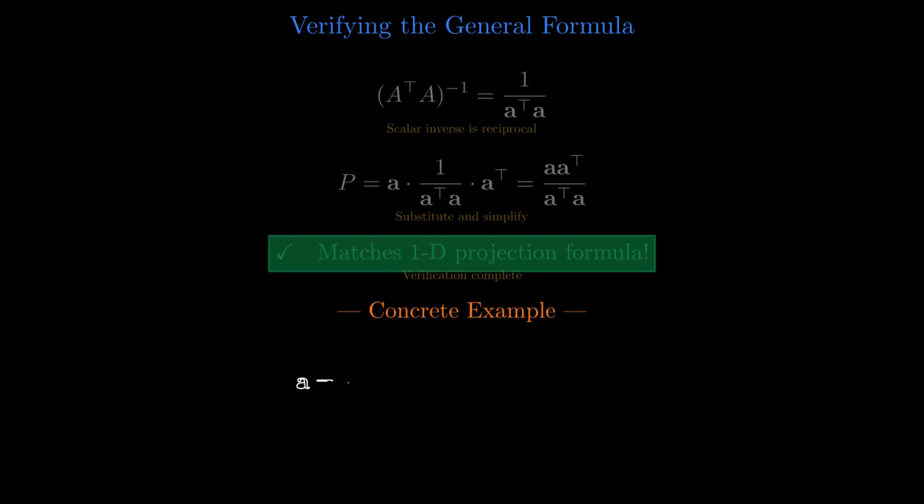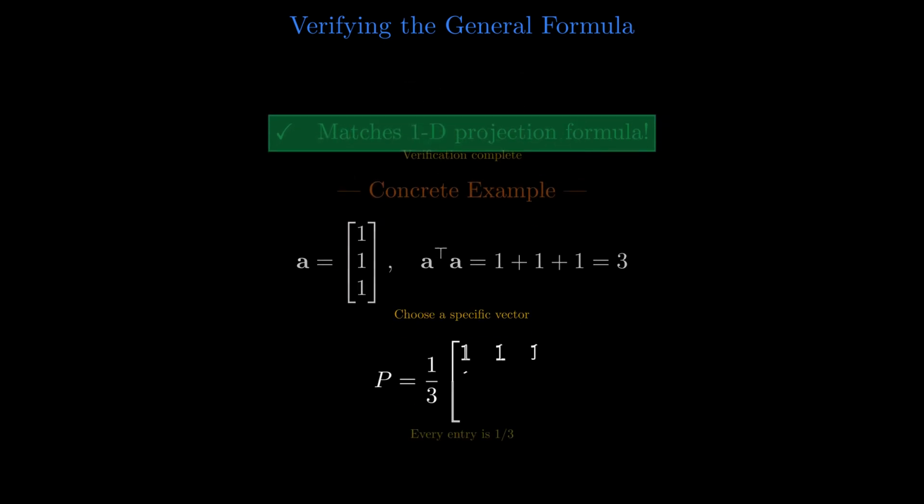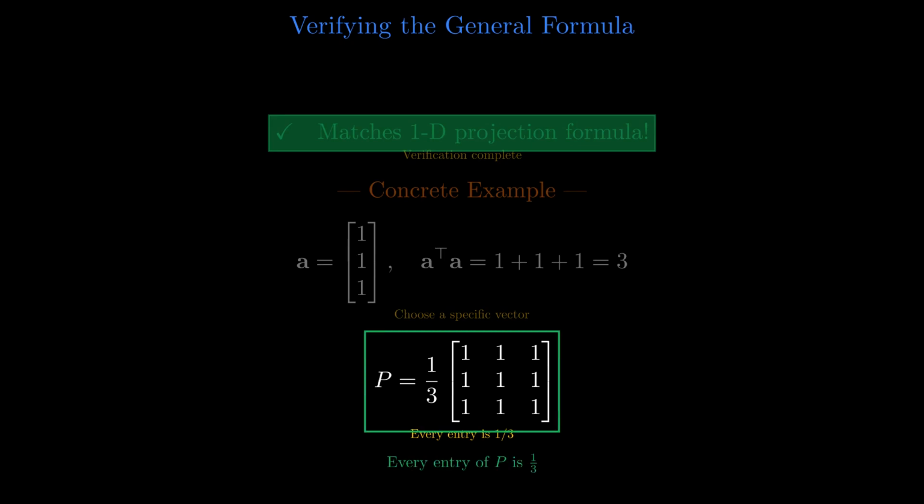For a concrete check, let A equal the column vector (1, 1, 1). Then A transpose A equals 1 squared plus 1 squared plus 1 squared, which is 3. And P equals 1/3 times the 3 by 3 matrix where every single entry is 1. You can verify every entry of P is 1/3.